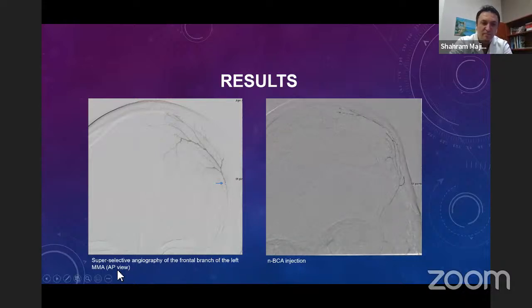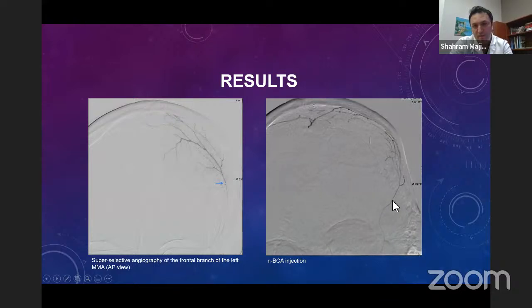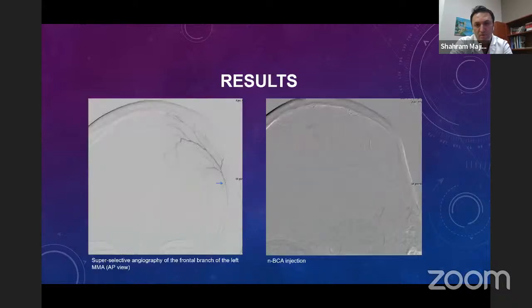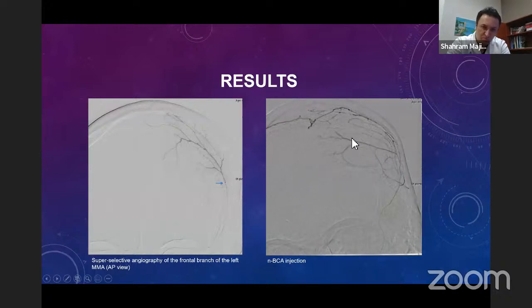This time, super selective angiographic run of the frontal branch of the left middle meningeal artery. The arrow is showing the tip of the microcatheter. And you see the membrane blush in this patient with left subdural hematoma. And on the right side, you see the glue injection. You see how the glue is painting the entire branches of the frontal branch and also crossing to the contralateral side.